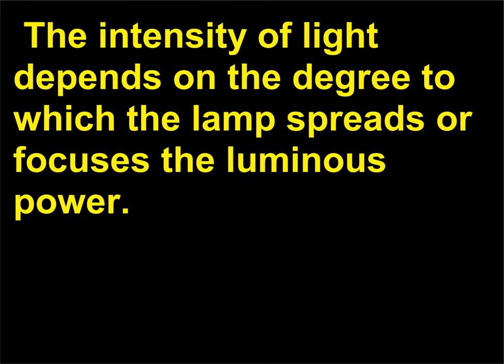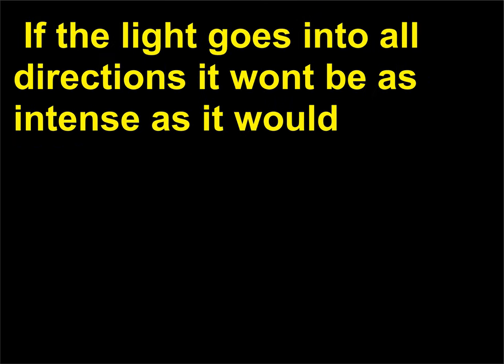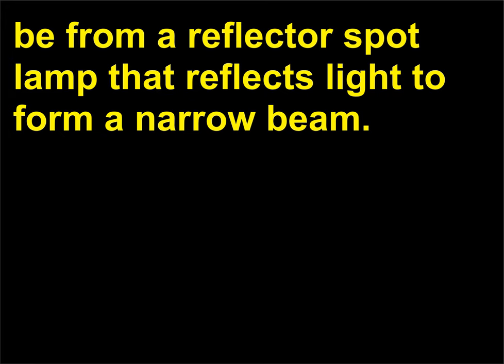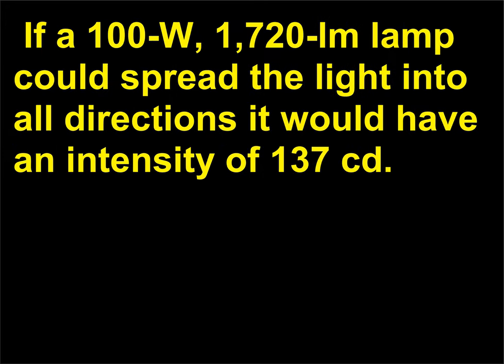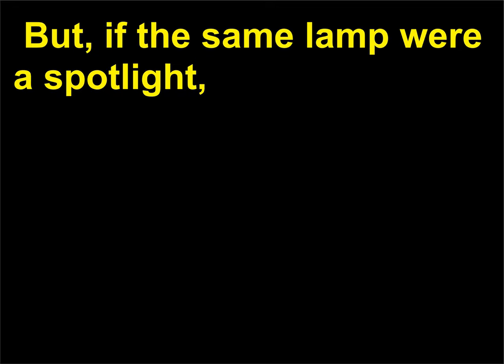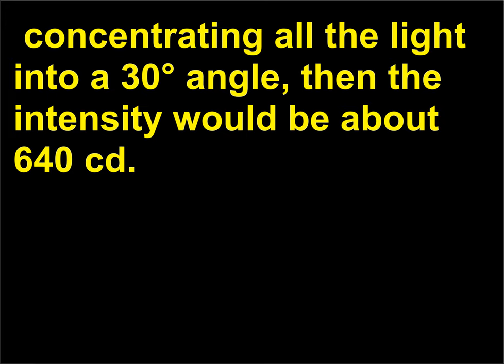The intensity of light depends on the degree to which the lamp spreads or focuses the luminous power. If the light goes into all directions, it won't be as intense as it would be from a reflector spot lamp that reflects light to form a narrow beam. The unit in which light intensity is measured is the candela, cd. If a 100W, 1,720 lm lamp could spread the light into all directions, it would have an intensity of 137 cd. But, if the same lamp were a spotlight, concentrating all the light into a 30 degrees angle, then the intensity would be about 640 cd.